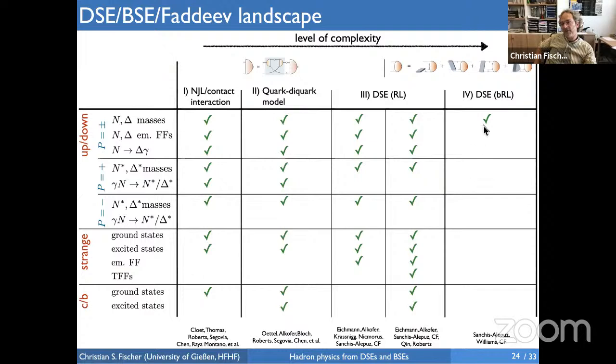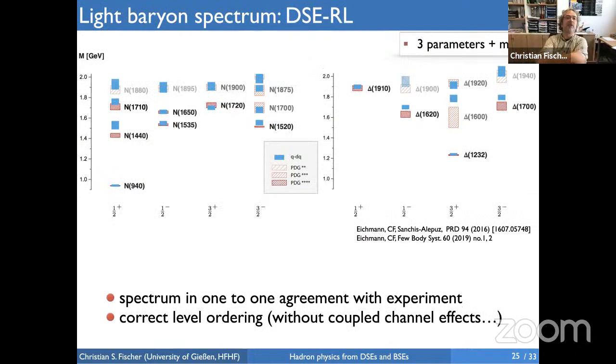What is obvious is that there's a missing column, and the missing column is the beyond rainbow ladder column, the column where we invoke these highly complex calculations. And so there's still a lot of work to be done. I cannot talk about all these results, so I will pick some of the results which are dear to my heart. So let's first discuss the light baryon spectrum.